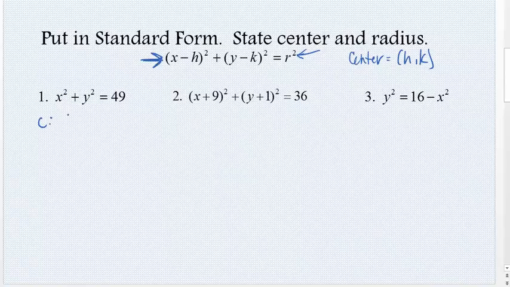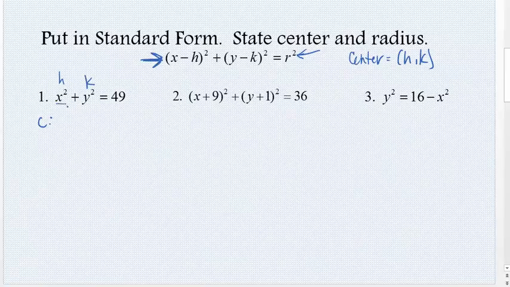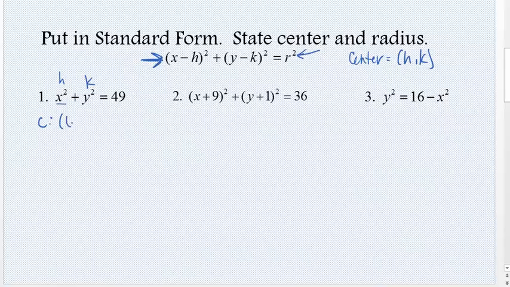To find my center, I need to know what h and k are. Well, h is always subtracted from x. k is always subtracted from y. Well, notice in the equation nothing's subtracted. That means my h value is 0. And there's nothing being subtracted from y. That means my k value is 0.